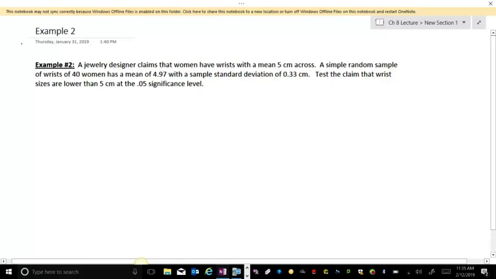In example 2, we are given a problem that states a jewelry designer claims that women have wrists with a mean of 5 centimeters across. This sounds like a mean that we'll be comparing it to, a mean for all women, so we'll call that mu, the population mean. A simple random sample of 40 women has a mean of 4.97. This is our sample mean, so this would be x bar, 4.97 with a sample standard deviation, so this is s, of 0.33.